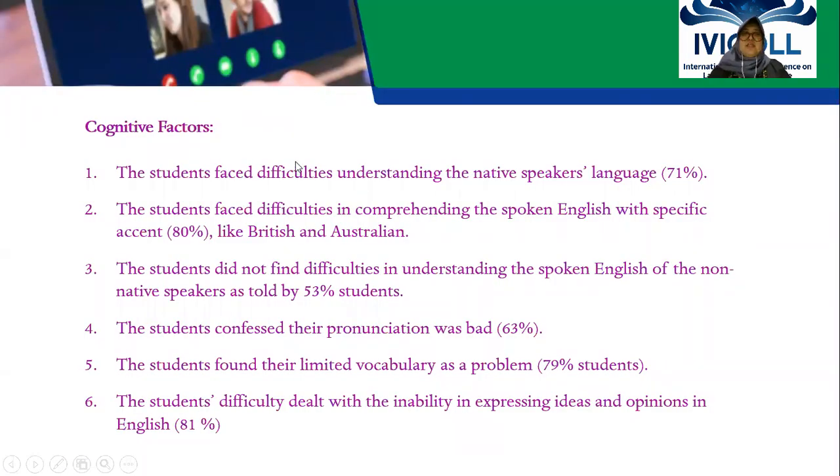From the cognitive factors, it was found that the students faced difficulties in understanding the native speakers' language. It is more specifically dealing with specific accents, like British or Australian. But they did not find difficulties in understanding the spoken English of non-native speakers. From the view of their capability, the students confessed their pronunciation was not good. They also found that they had limited vocabulary. They found difficulties in expressing ideas and opinions in English.